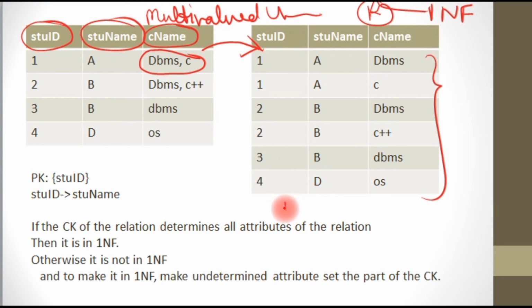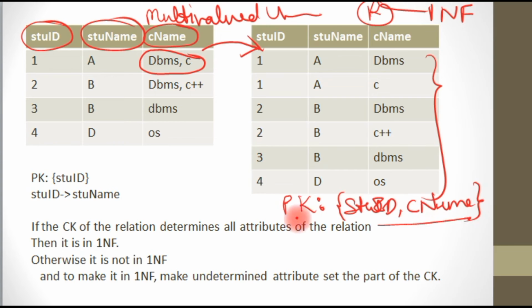So what is the primary key of this relation? The primary key of this relation will be student ID and C name together. So together it is the primary key of the relation. See, C name is the multi-valued attribute and it is not determined by any of the functional dependencies present in this relation. So it means this attribute must be part of the primary key, along with student ID. So now we have the primary key student ID, C name.